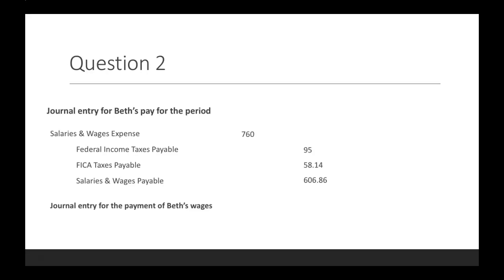Now, the payment of Beth's wages. So this is when the company is writing out that paycheck. We need to debit our payable, and we're going to pay Beth cash, so we'll credit cash. Where do we get this number from? From the previous entry. Right? We take that out of our payable account now by debiting payable $606. And then we show that our cash is decreasing because we're paying our employee.